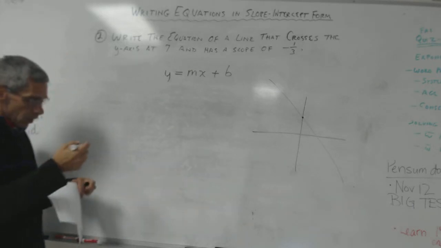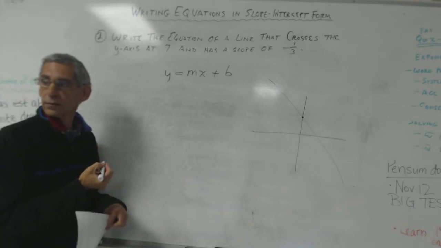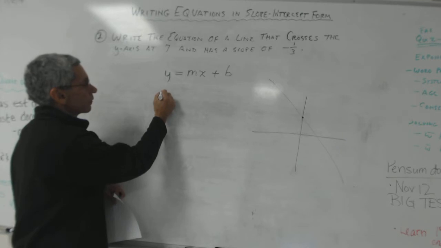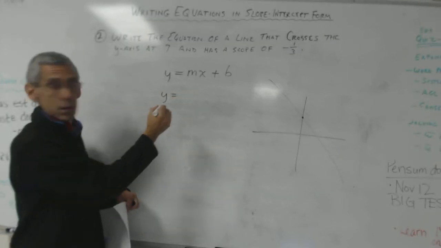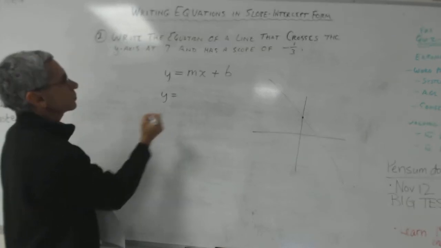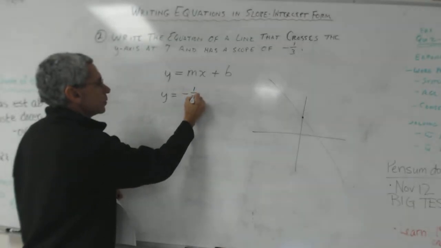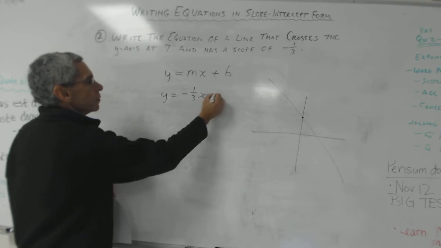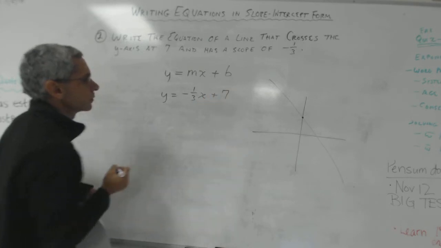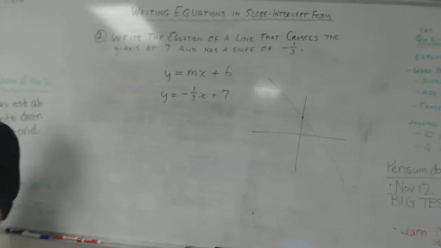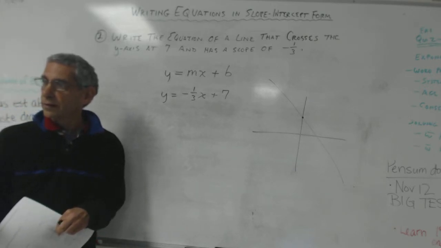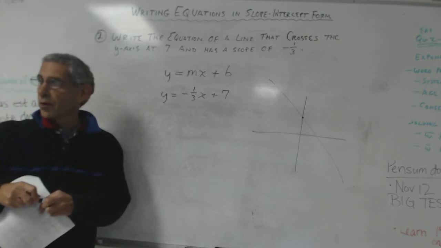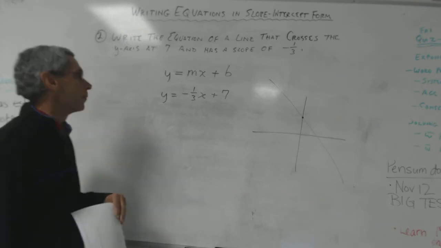So, Anna, help me finish this. What is the equation? The equation is y equals negative 1/3 x plus 7. Beautiful. Pretty straightforward, right? So far, this is really easy. You'll get done with that part of the homework in no time.